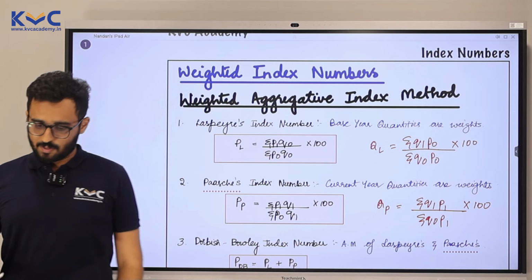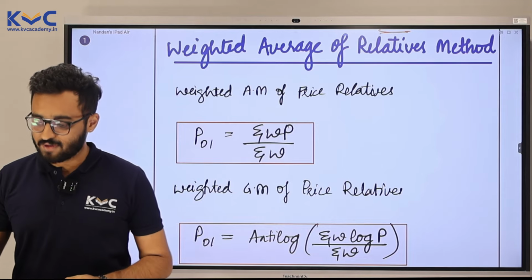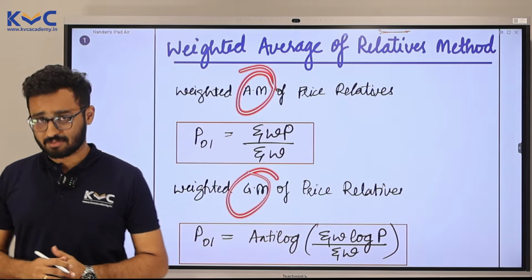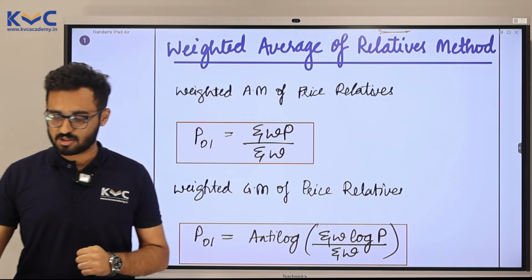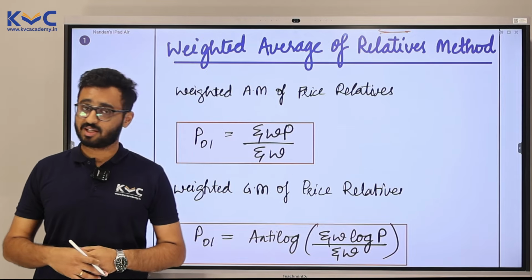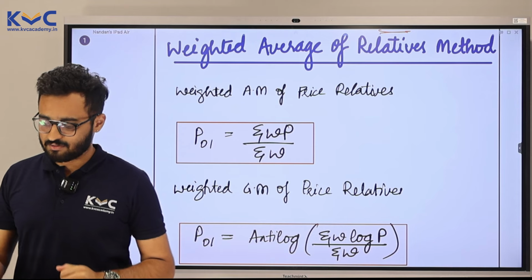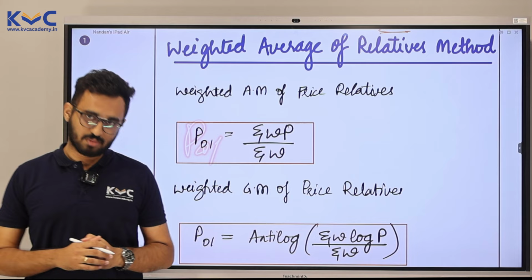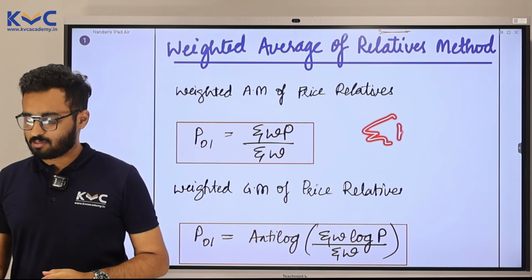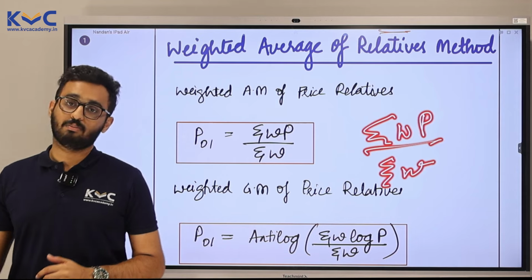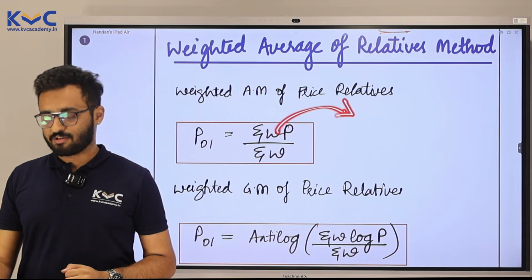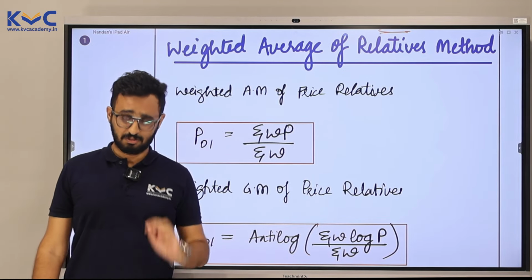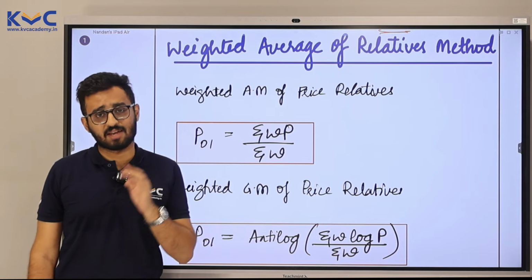Let us now discuss weighted average of relatives. In that, as we have seen earlier in simple average of relatives, we'll have two approaches, one using the arithmetic mean and the other using the geometric mean. As discussed earlier, we'll only be focusing on the arithmetic mean method. So the price index number is equal to summation W into P divided by summation W, where W is the weights. It can be whatever. If you want Q0, that is the weights. If you want Q1, that is the weights. Or if you want something else, that can be the weights.